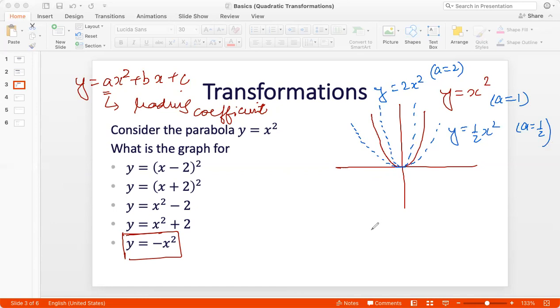What happens when I do y is equal to negative x squared? Then my parabola is a reflection of y is equal to x squared on the x-axis. And this is in fact a useful rule: when the leading coefficient is positive, the parabola opens upward, and when the leading coefficient is negative, the parabola opens downward. So this is the basics of parabola transformations. Let's now do some sample questions.